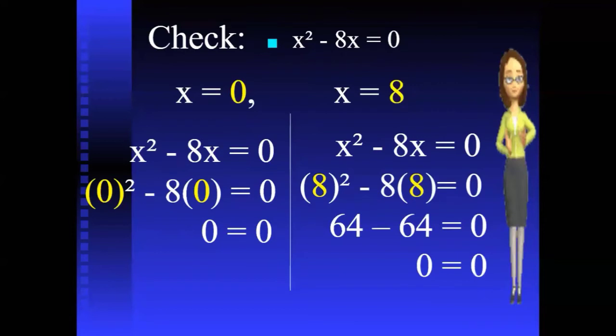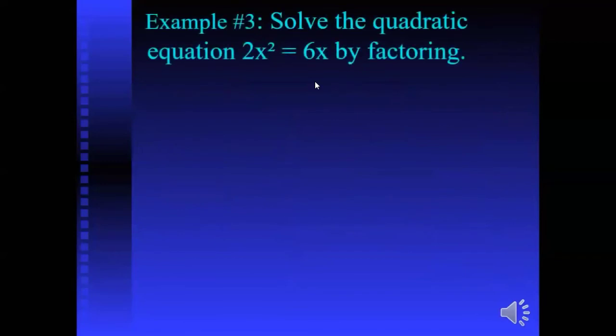Therefore, what's our solution? Our solution is 0 and 8 because these two solutions satisfy our original equation. And that is our number 2 example. And this is the last example to understand. Solve the quadratic equation 2x squared equals 6x by factoring.